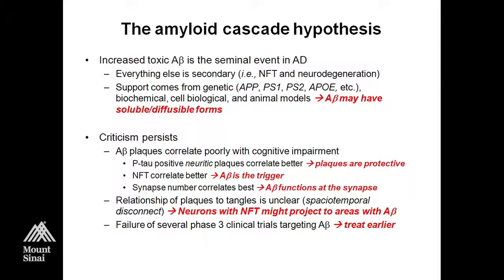And they occur in different parts of the brain. The tangles start to appear at the bottom of the brain in the medial temporal lobe, and your plaques appear in the neocortex at the top. So what is that? What's the explanation for that spatiotemporal disconnect?